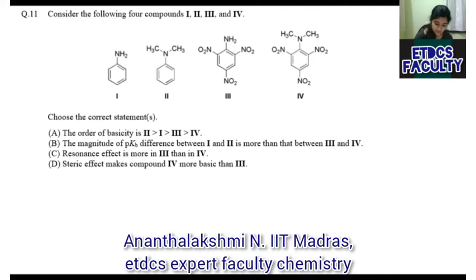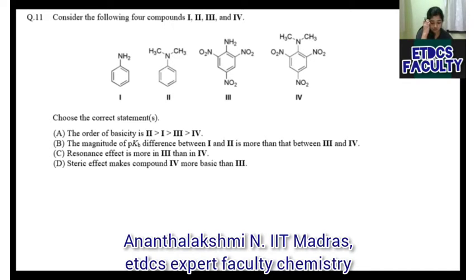Okay, again, organic chemistry acid-base questions like last time. So we are given 4 compounds and we have to see which of the following options are correct statements. Let's see the first. The order of basicity is 2 greater than 1 greater than 3 greater than 4. Here we are asked to find the order of basicity.